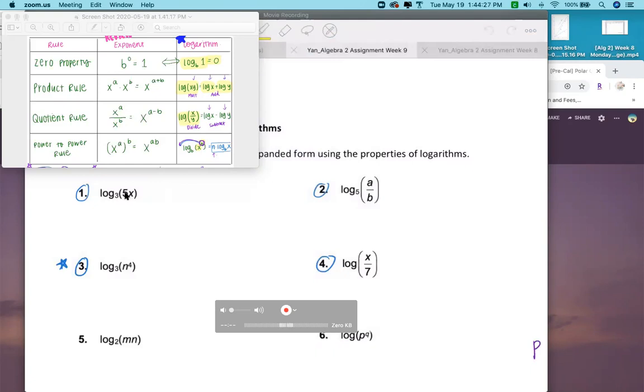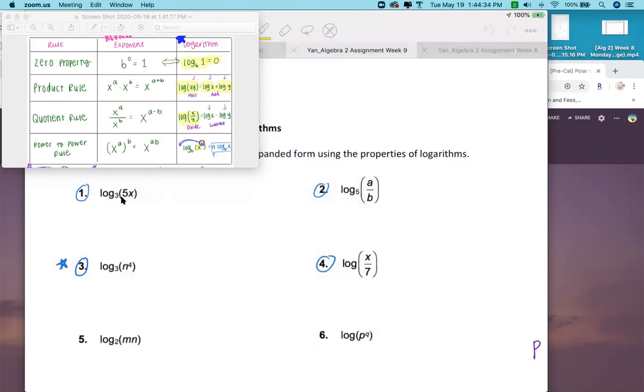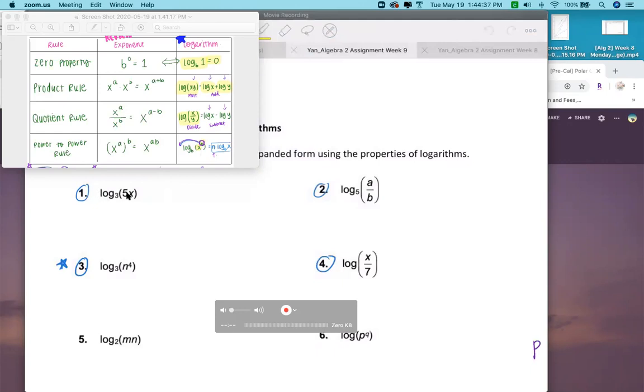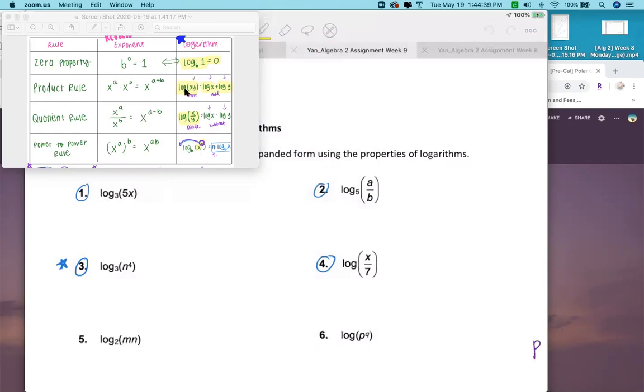Okay, I'm gonna go over number one first. So you see how I have 5 and x together? If I have to rewrite this, which rule does that kind of look like? You can tell it kind of looks like the product rule, right? Because I have log and then xy together. So I'm gonna expand it by writing two separate logs. So it'll be log base 3 of 5, adding log base 3 of x, like that, using my product rule.